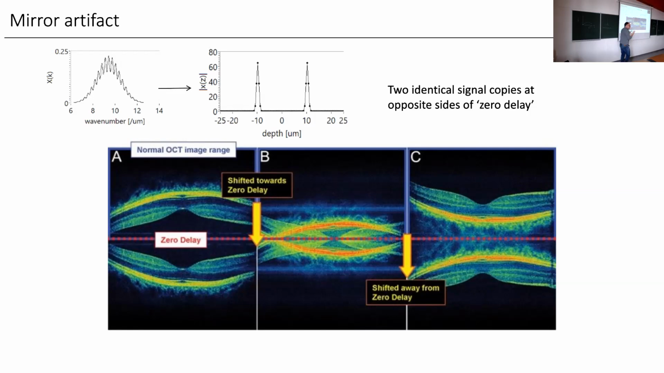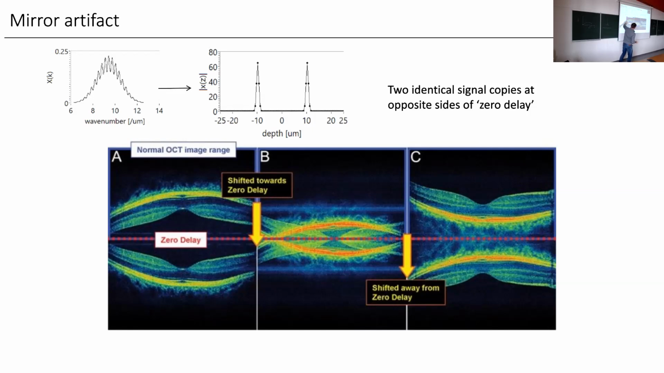But I cannot know beforehand which one it is. So that means that if I would now not have only one mirror, but I take a piece of tissue where some of the reflections are at positive distances from the mirror, and some of the reflections are at negative distances from the reference mirror, both will give me copies of the same signal.